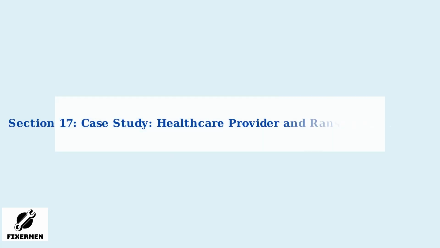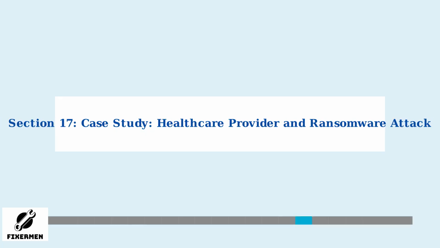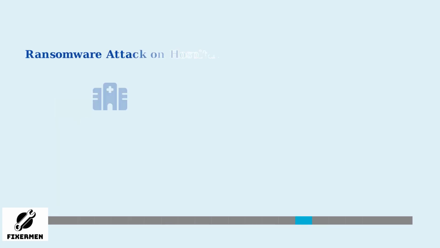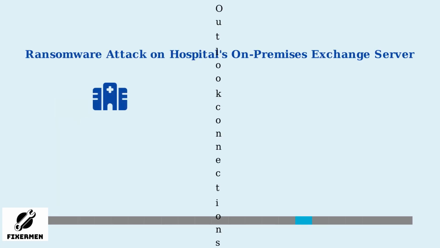In this case study, we examine a ransomware attack on a U.S. hospital's on-premises Exchange server that disrupted Outlook connections for 10,000 users. During the attack, Outlook connections failed for 10,000 users. This incident highlights the vulnerabilities of on-prem systems to cyber threats.